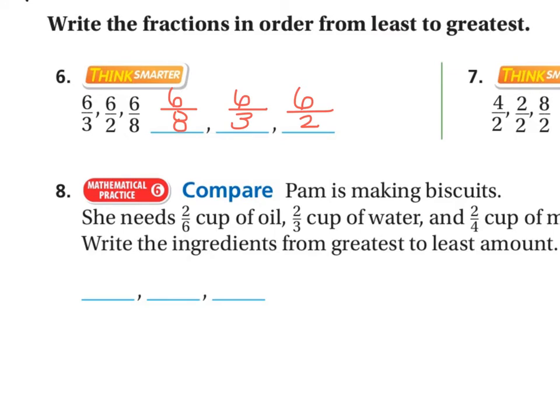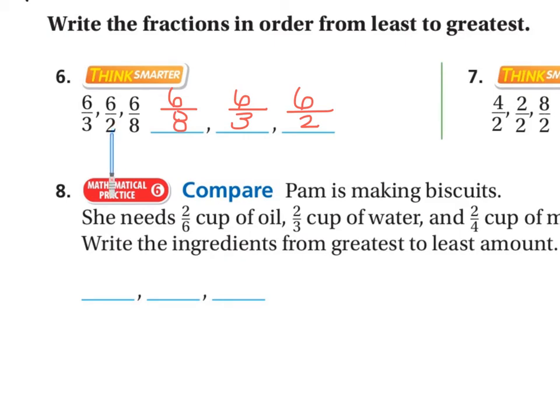Let's take a closer look. I see here that all 3 of my numerators are the same. When the numerators are the same, look down at the denominator. The smaller the denominator, the larger the fraction. So here, because the directions say we are going from least to greatest, I want my greatest fraction first. Or I'm sorry, my least fraction first. So this is the opposite of what we were just doing.